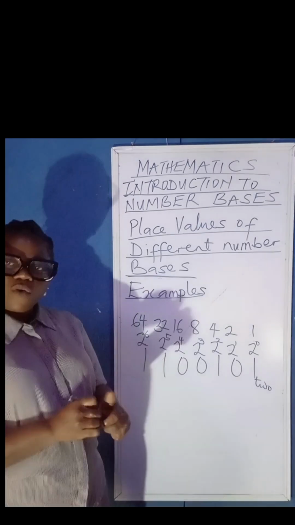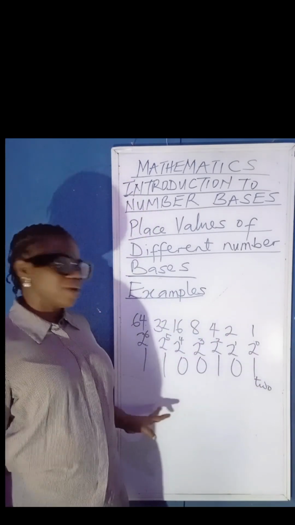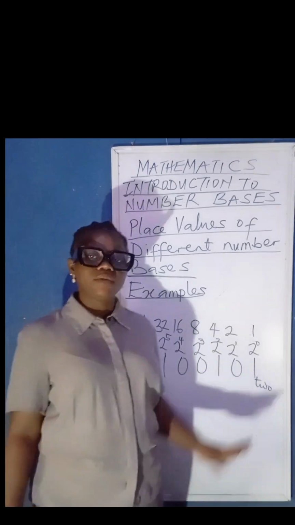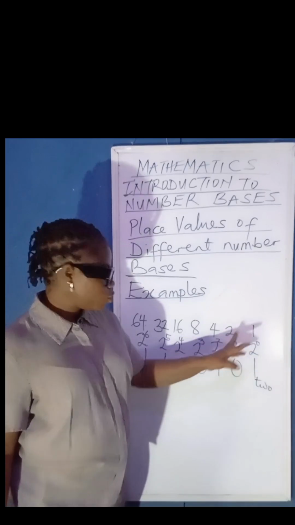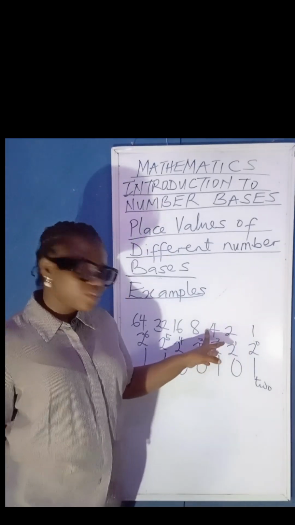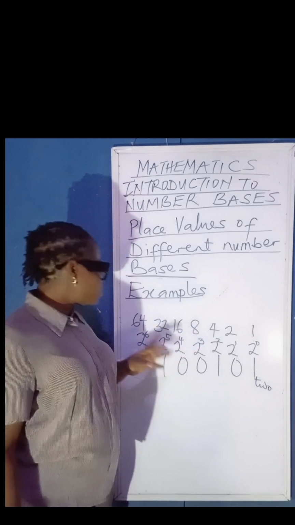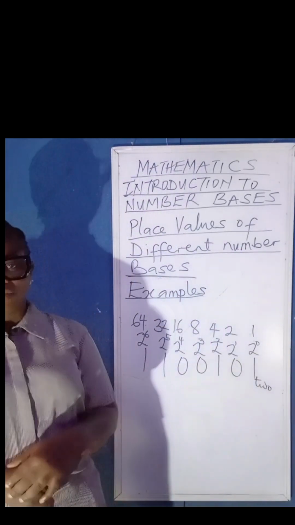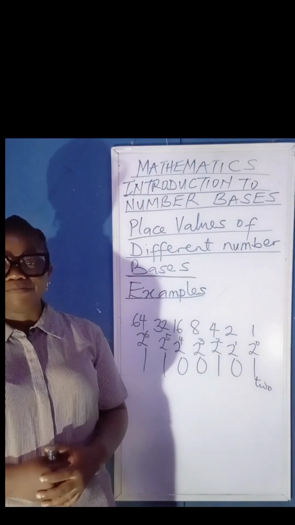So, if we are going to be placing values on this number in base 2, 1,0,0,1,0,1 in base 2, the place values are 1s, 2s, 4s, 8s, 16s, 32s, and 64s, and so on. We can have higher ones. Does that sound interesting? Let us look at base 3.